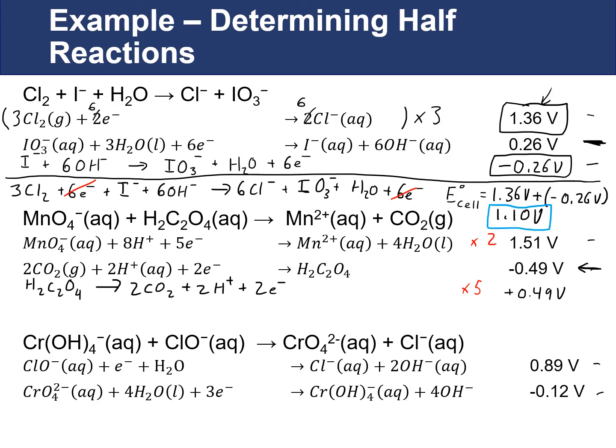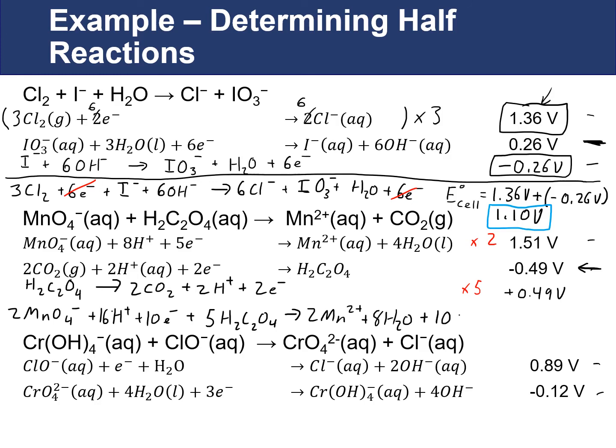So adding my reactions together, I would have 2 MnO4- plus 16 H+ plus 10 electrons plus 5 H2C2O4 goes to give 2Mn2+ plus 8 H2O plus 10 CO2 plus 10 H+ plus 10 e-. My electrons cancel each other out. 10 of my H+ here leave me with 6 H+ on the left-hand side. I now have a balanced reaction.